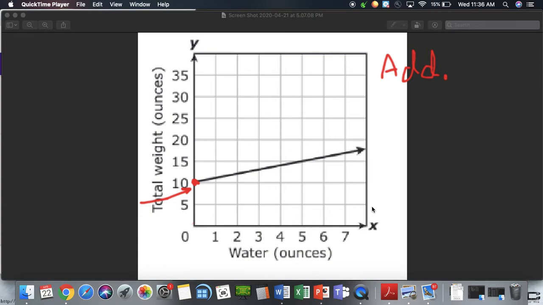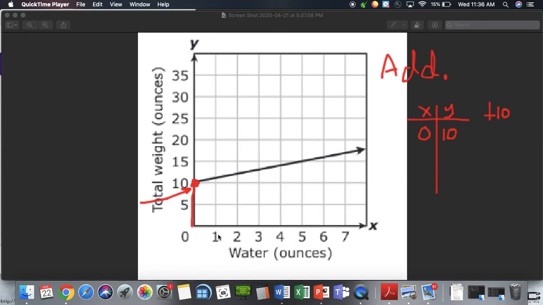Remember, we always start with our x. So I'm going to draw a quick table here, and our y. So we start with our x, so this is my first point right here. My first x value is 0. So my x is 0 and my y is 10. So what do I add to 0 to get 10? I add 10. So I'm pretty sure we're adding 10 to our x.